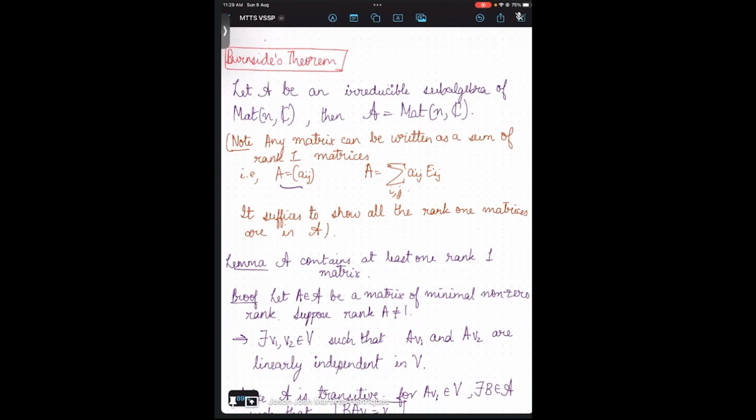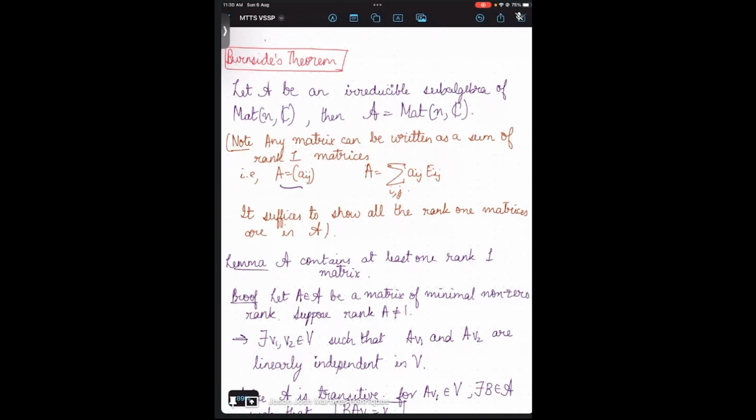I have an irreducible algebra, and I want to produce one rank 1 matrix. So I look at a non-zero matrix which will have the minimal non-zero rank. Two reasons why this would be true. Firstly, I will get non-zero rank matrices because of our initial assumption: the subalgebras that I'm considering throughout are non-zero subalgebras. So in particular, it will contain a non-zero operator, and a non-zero operator would have a strictly positive rank.